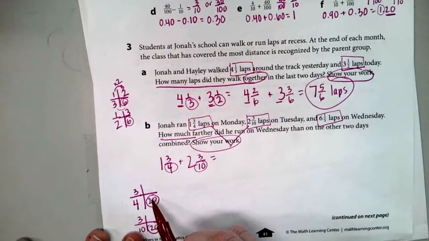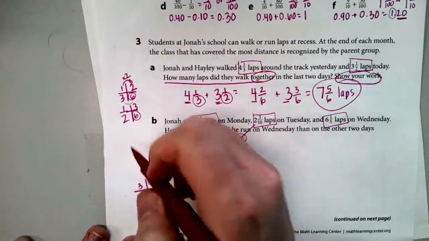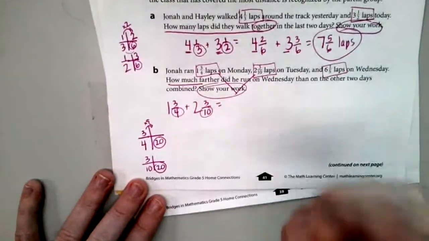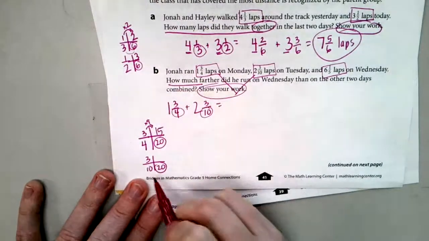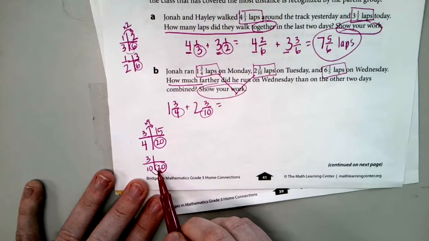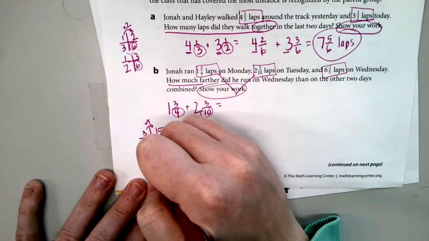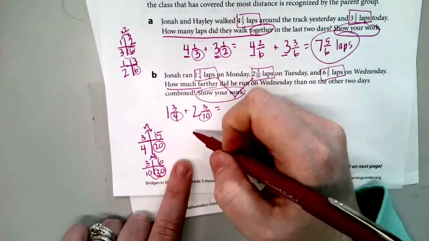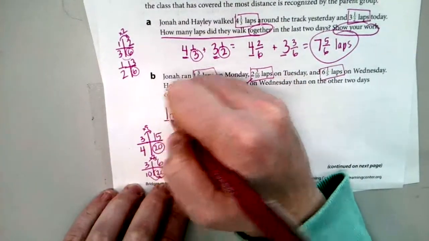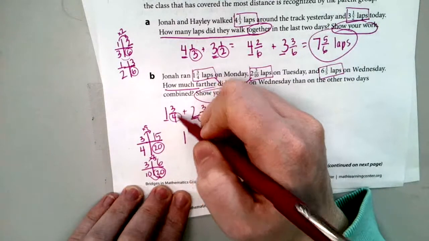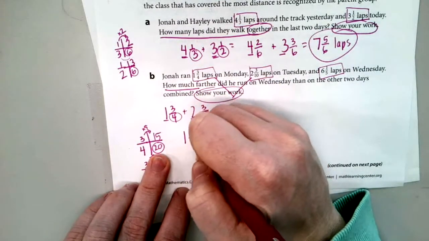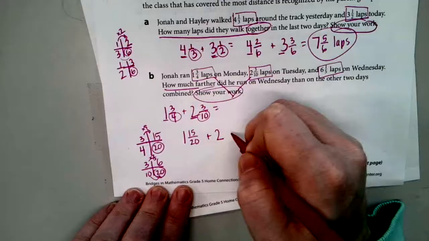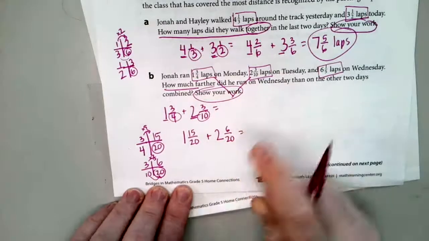4 times what gets me to 20? 5, so I have to take the top times 5. 3 times 5 is 15. Okay, next one. 10 times what gets me to 20? 2, so I have to take the top times 2. 3 times 2 is 6. Let's rewrite this problem with our new equation. So I have to keep the whole numbers. Don't forget that. Instead of 3/4, I'm going to write 15/20. Keep my 2. Instead of 3/10, I'm going to write 6/20.